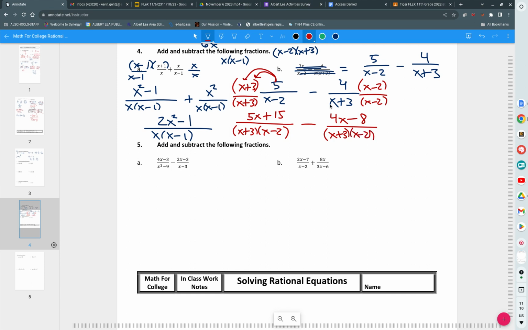Does it matter what order the bottom ones are in? Nope. So once you've written it in this format, now it's time to see if we could combine any terms and make one fraction. Is it 5x minus 4x or is it 5x plus 4x? Minus, and 5x minus 4x is just x. Is it going to be 15 minus 8 or is it 15 plus 8? Plus 8. Why is it 15 plus 8? Negative, plus a negative. Yeah, this negative distributes to both pieces, so 15 plus 8 is 23. And that sits over x plus 3 times x minus 2.